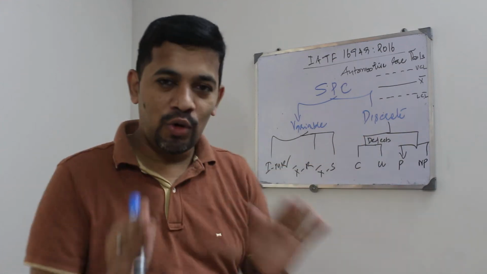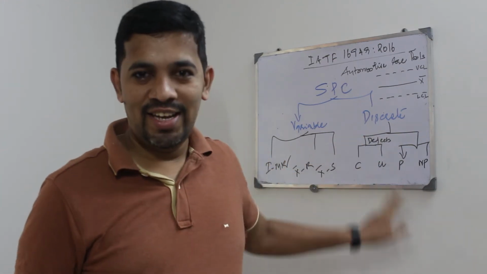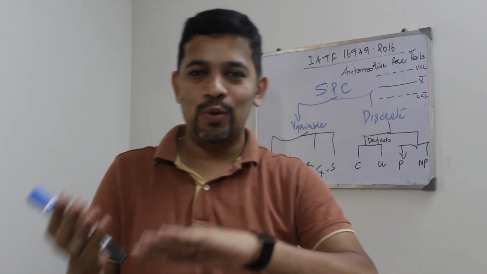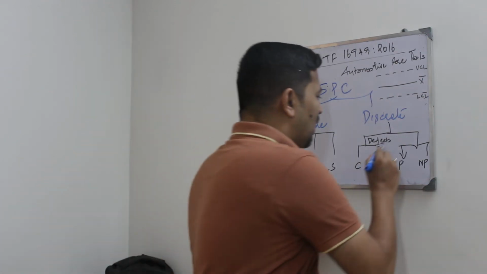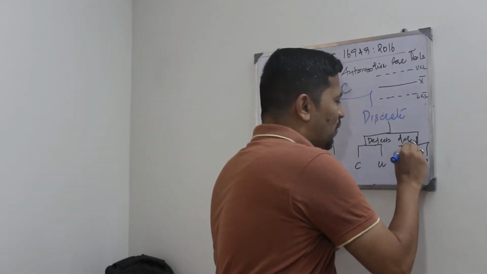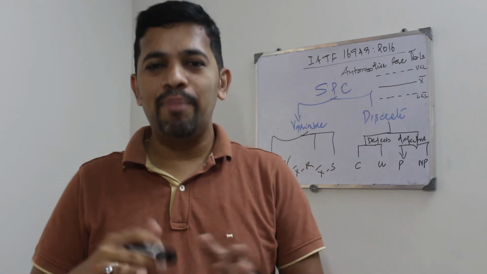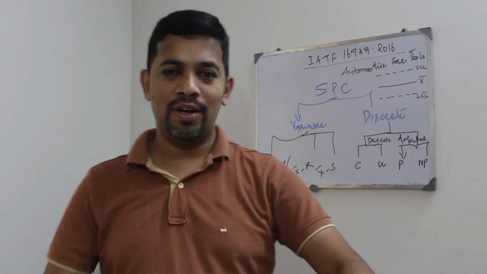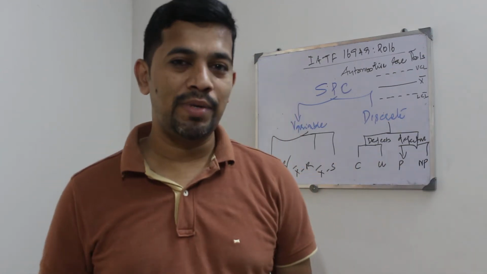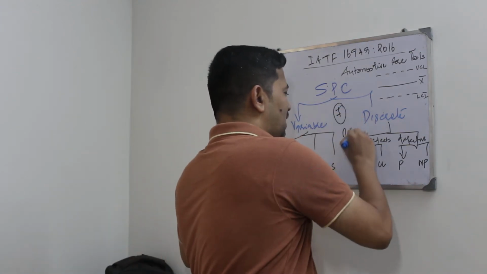In the same way, when you are dealing with defects, you have 2 choices: either the C chart or the U chart. If you are dealing with defectives, then you can use the P chart, that is the proportion chart, or the NP chart. So let's come back to this. These are the 7 control charts available in SPC. How many control charts? 7 control charts are available in SPC.